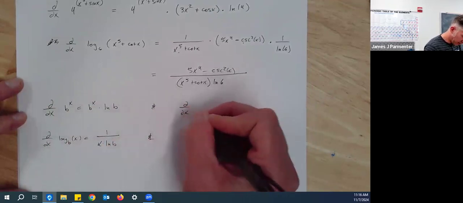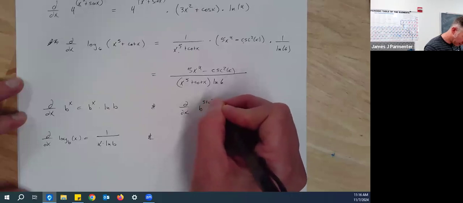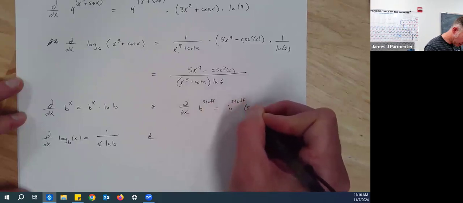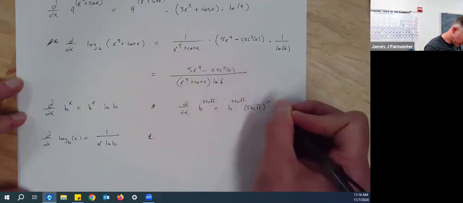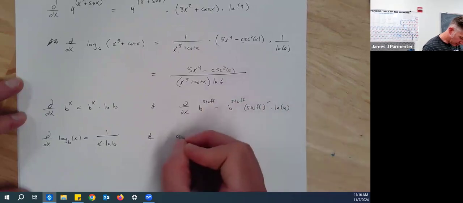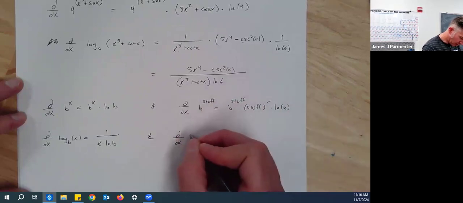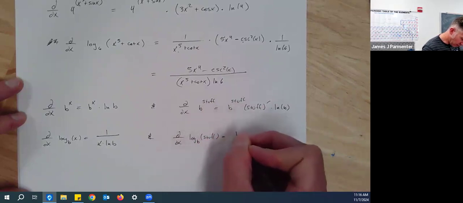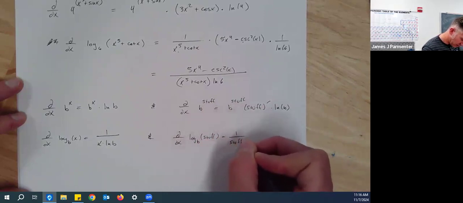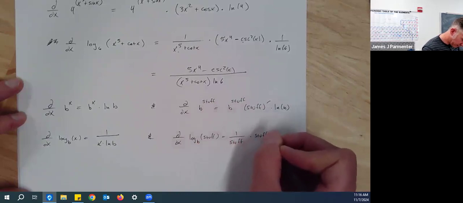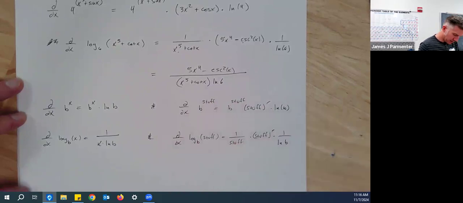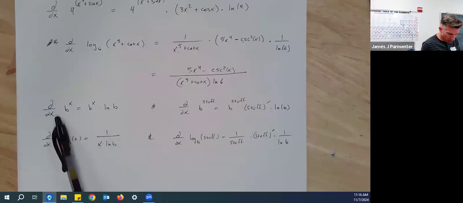The derivative of b to the stuff is b to the stuff times the derivative of the stuff times the natural log of b. And the derivative of log base b of some stuff is going to be 1 over the stuff times the derivative of the stuff, and then divided by the natural log of b. But in my opinion, if you know this version of the formula, you also know this version of the formula.